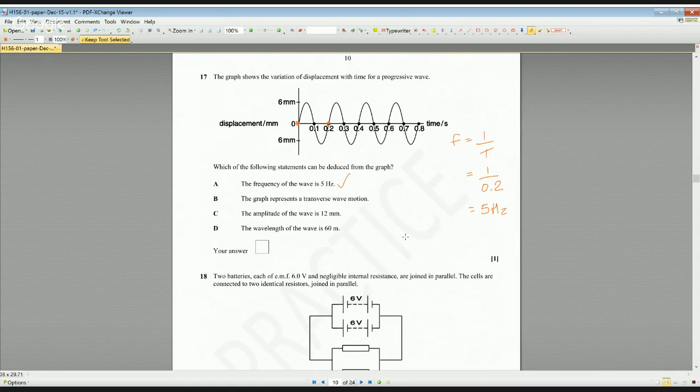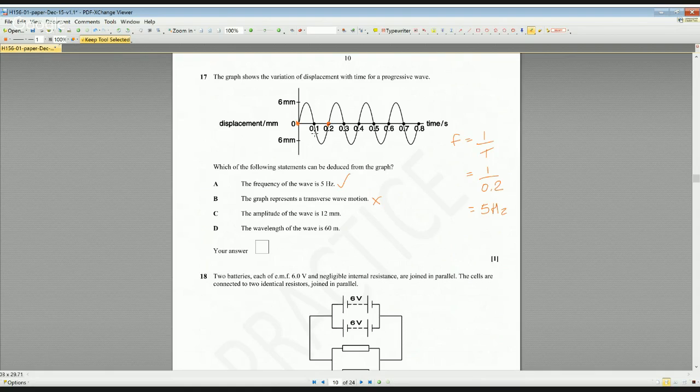The graph represents a transverse wave motion. We can't necessarily say that because although it looks like a transverse wave on here, you could represent the displacement of a longitudinal wave using a graph like this, just by plotting the displacement of it against time. So we can't say that that's definitely true.